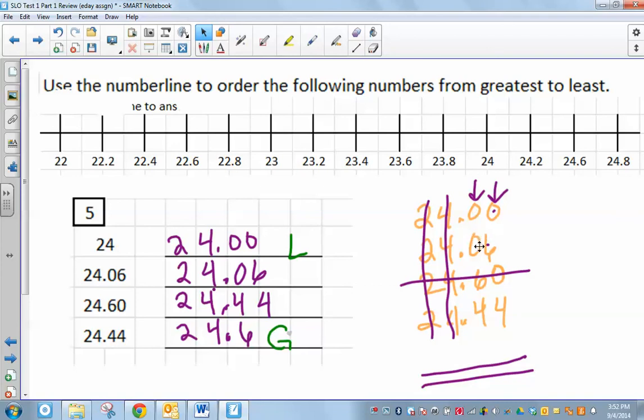Next, we're going to look at, I've still got a 4 is greater than 0, so 24.44 will be my next number. And then now we're down to two numbers, so I'm looking in the thousandths spot, and 6 is greater than 0, so it's going to be my number here. And then my smallest number is 24.